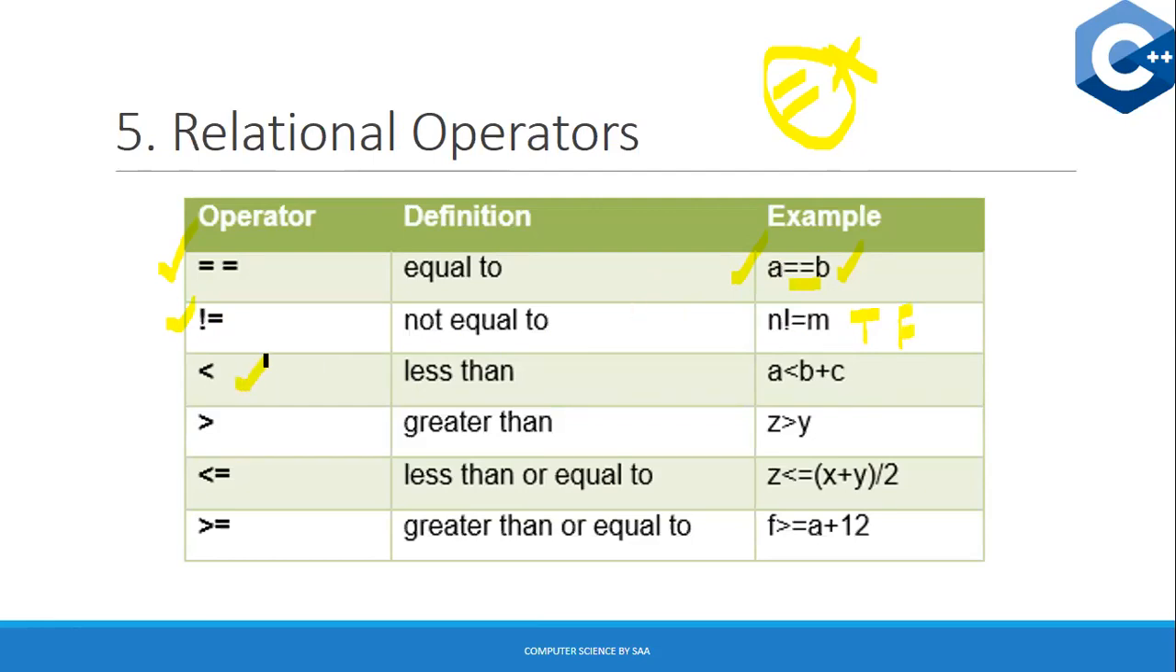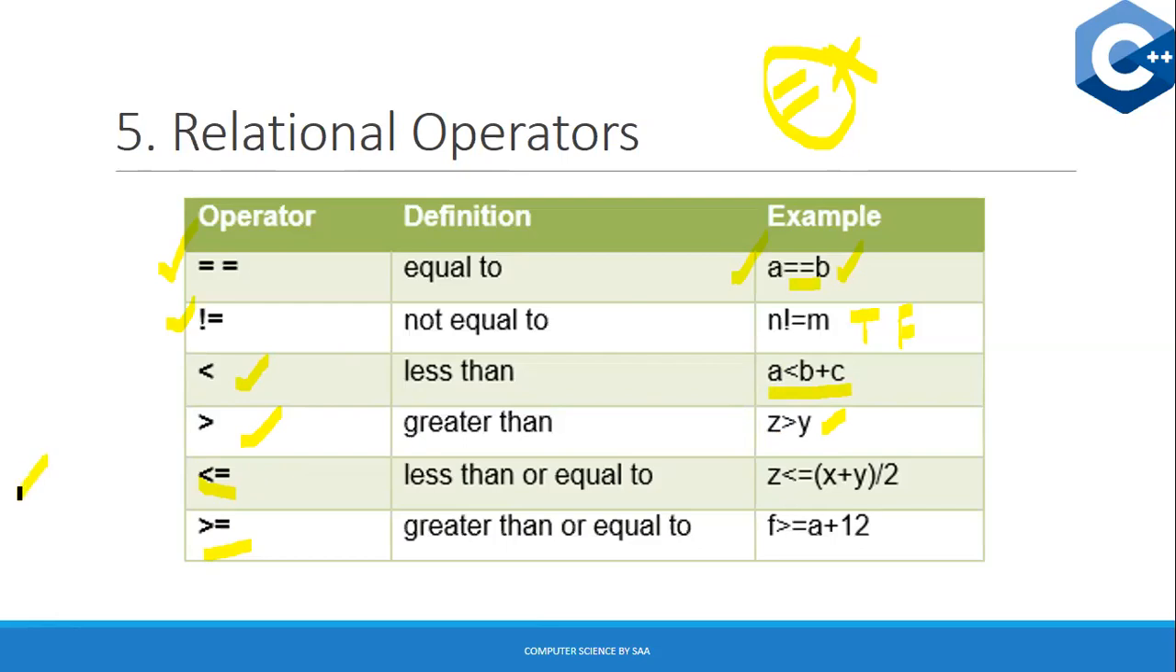Then the less than operator, to see which one is the lesser value, for example a is less than b or c is less than d, like this. Then the greater than operator, these are the same that we study in mathematics. We use it as z is greater than y. Then the less than or equal to operator, the same as we study in mathematics, but here you need to notice one thing.